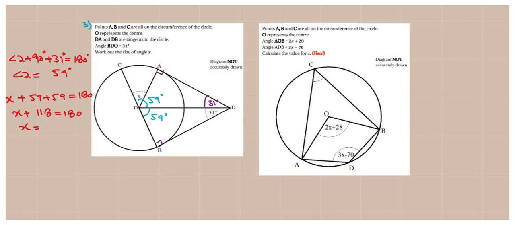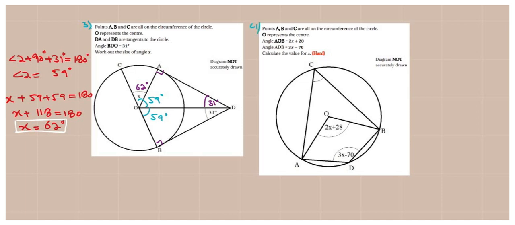So 180 minus 118 will be equals to 62 degrees. So our answer is known now. This X is 62 degrees, and we can highlight this answer over there. Okay, so most of the properties that we applied on this question were similar to the previous question, so it's the same thing. Okay, and then there is this question number 4.